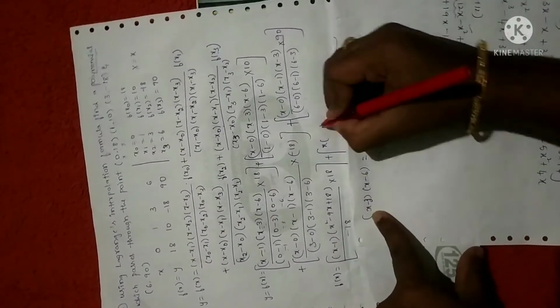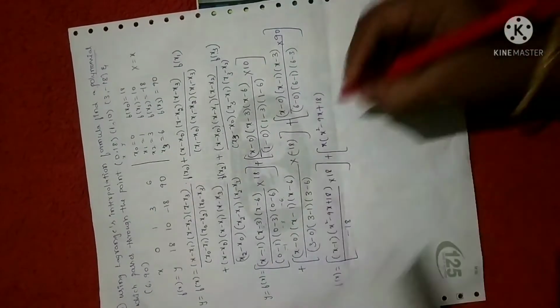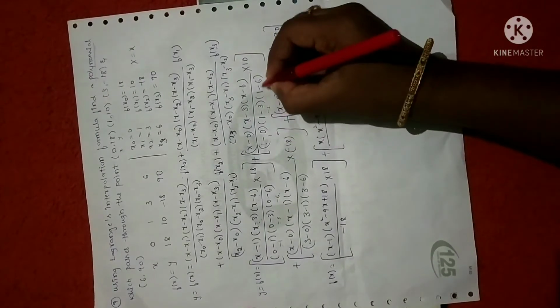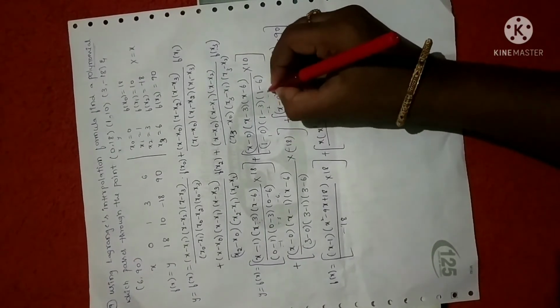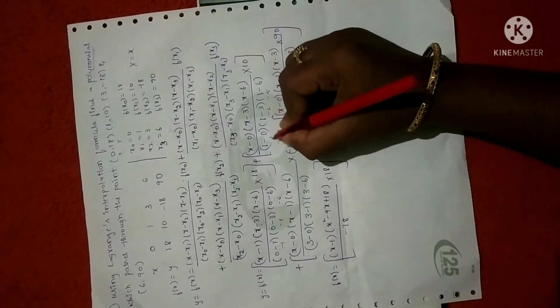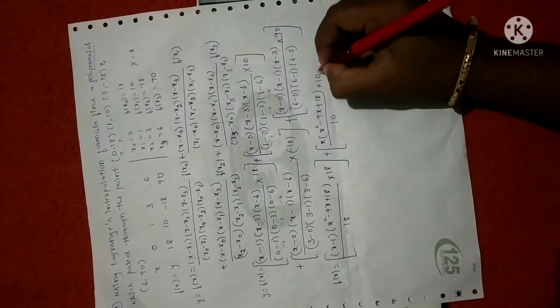It is x square minus 9x plus 18, divided by what you have in the denominator: 1 minus 0 is 1, 1 minus 3 is minus 2, 1 minus 6 is minus 5. So you have to multiply all these terms. 1 anyhow, plus minus into minus is plus, 2 5s are 10, into 10.